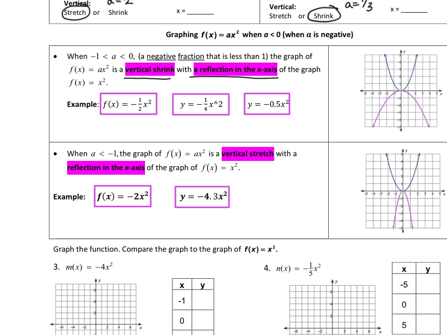The next one is when a is less than negative 1. So it's a vertical stretch. So vertical stretch is when it's a number that's bigger than 1 and it's negative. So it'll be a negative number that's bigger than 1. So an example of that would be f of x is equal to negative 2x squared and y is equal to negative 4.3x squared, because 4.3, even though it's a decimal, it is bigger than 1.